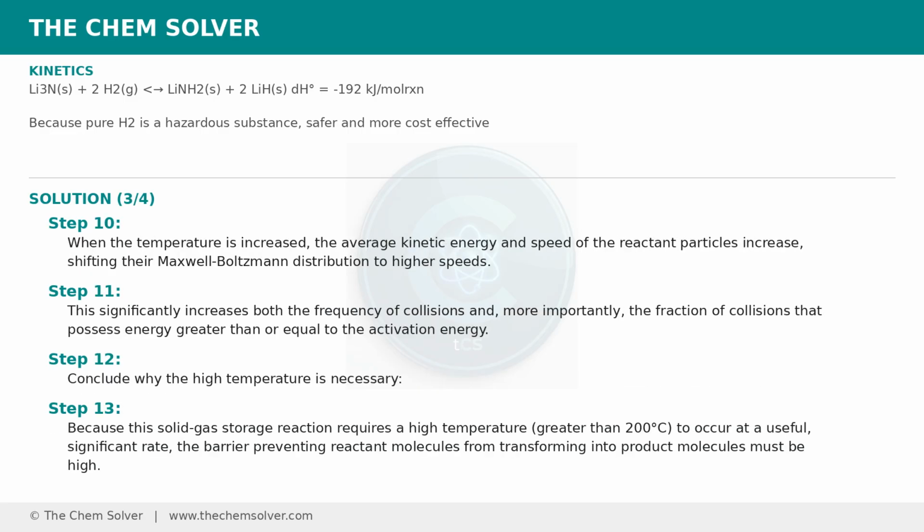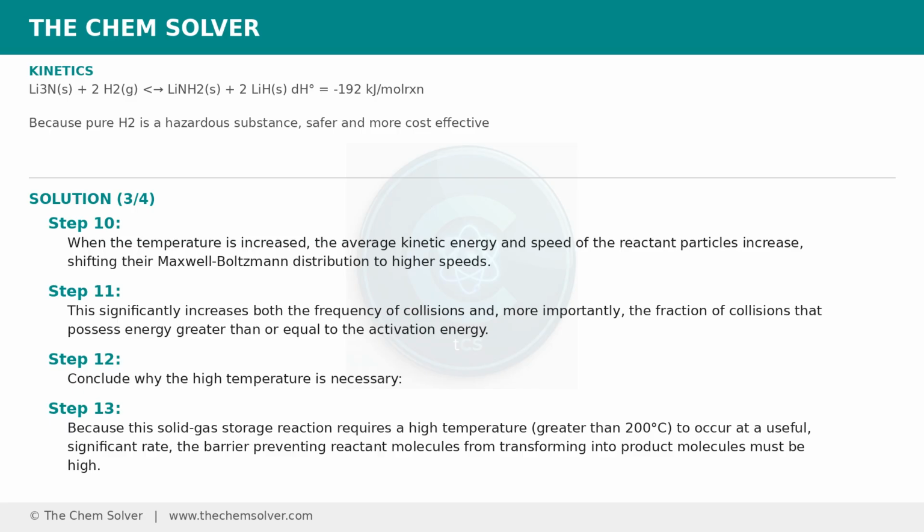When the temperature is increased, the average kinetic energy and speed of the reactant particles increase, shifting their Maxwell-Boltzmann distribution to higher speeds. This significantly increases both the frequency of collisions and, more importantly, the fraction of collisions that possess energy greater than or equal to the activation energy.